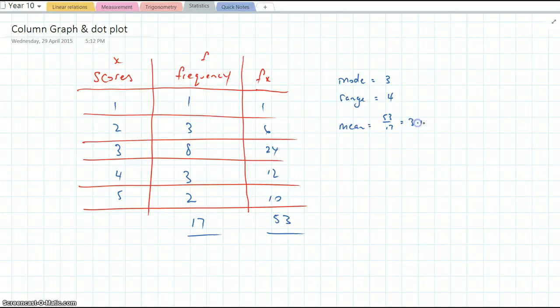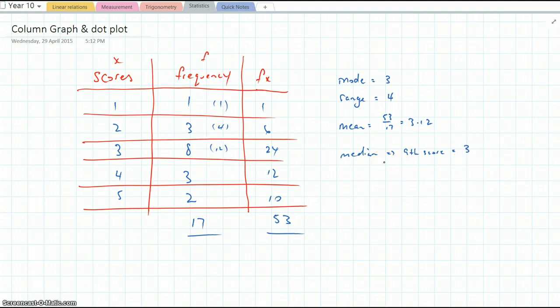3.12, and our median, which is our middle score. 17 scores means it was the 9th score, which we counted down here, 1, 4, 12, so that was a 3. So median was a 3.